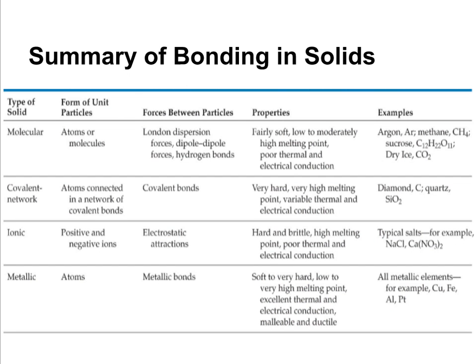Here's a table summarizing different types of solids. It would be good to know the name of the type of solid, the form of the unit particles, what the forces are, and maybe some of the properties. You don't have to know the examples necessarily, but you should know these four parts of the table.